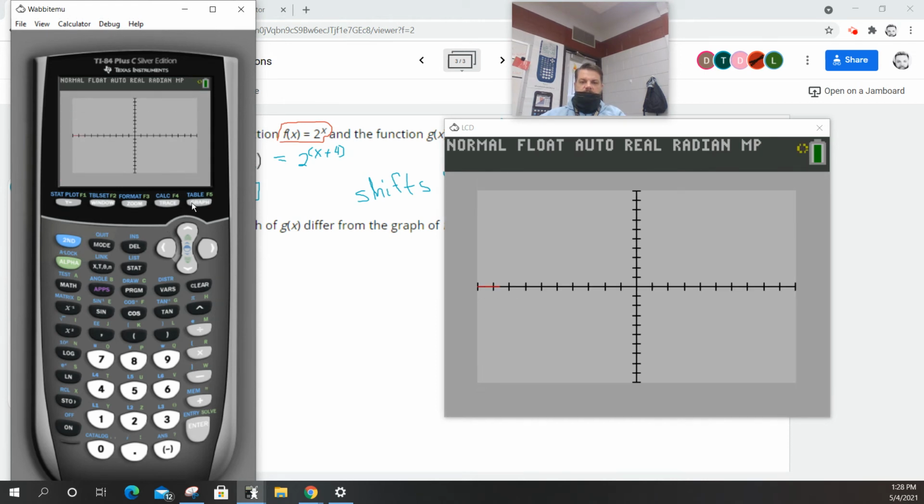graph it. So the red is the original function. And the blue should be shifted over 4 units. So this one is going to be right on top of the other one, but the curve will be quicker. It'll come 4 units before the other one.